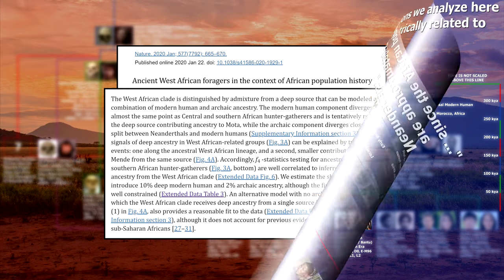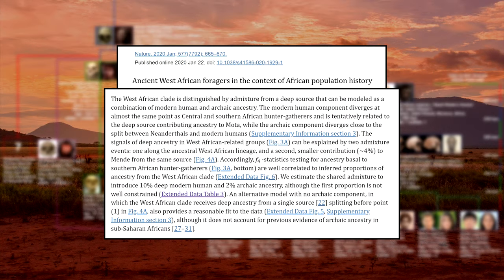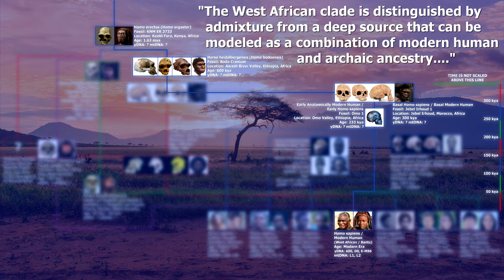End quote. A third scientific article, titled Ancient West African Foragers in the Context of African Population History, which was published in 2020, reconciles the conclusions of the first two articles. It states that West Africans possess DNA from both an ancient modern human lineage and an archaic human lineage. The following is a quote from the article. The West African clade is distinguished by admixture from a deep source that can be modeled as a combination of modern human and archaic ancestry.